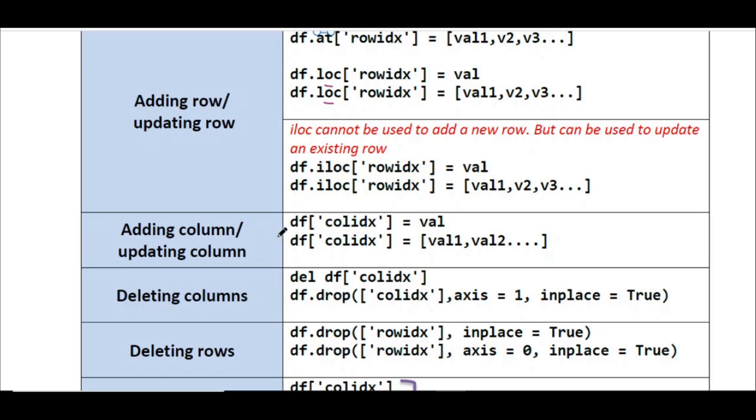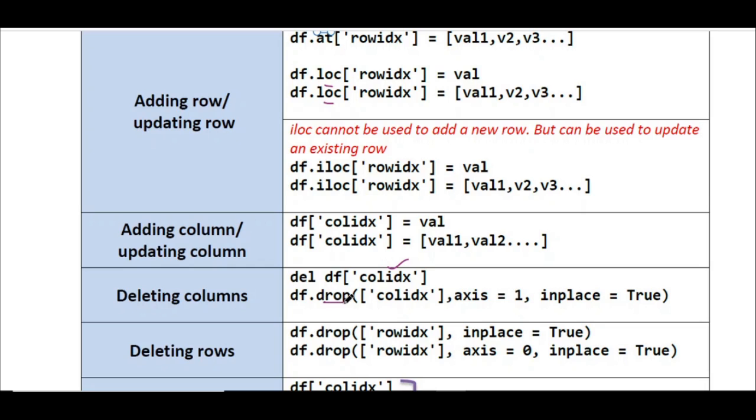Next one is adding a column. df of col index equal value. A new column index can be given, and that value will be given to all the rows. And this can also be used to update a column. Multiple values can be given as a list. Then next we discuss deleting a column. In order to delete a column, we can use the del statement. df of, in square brackets, we have to give the existing column index, and that column will be deleted.